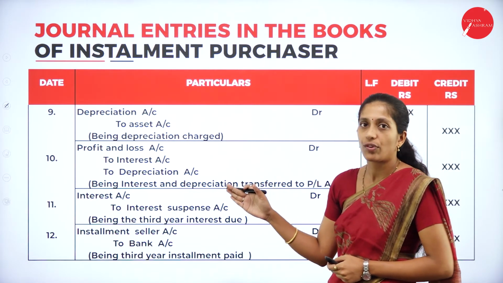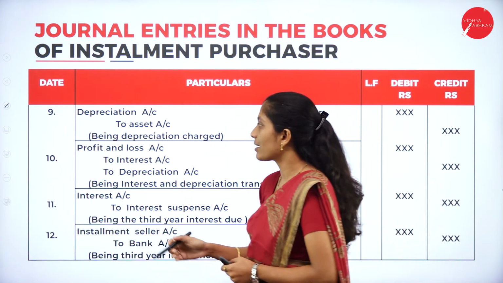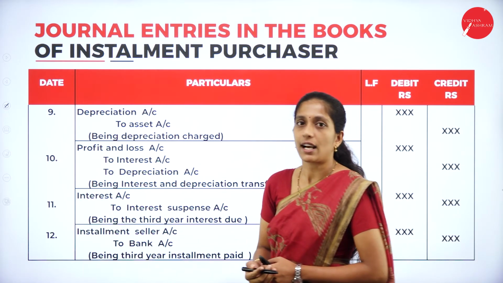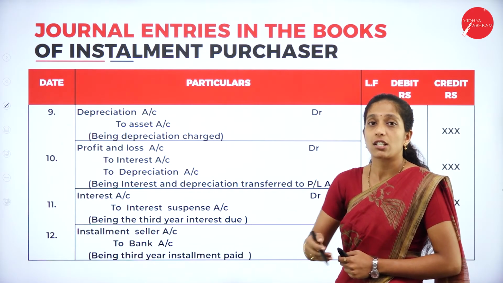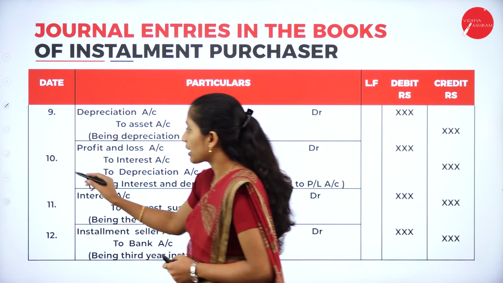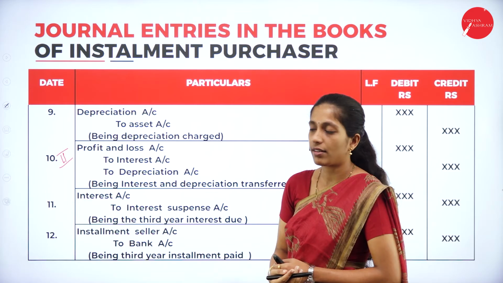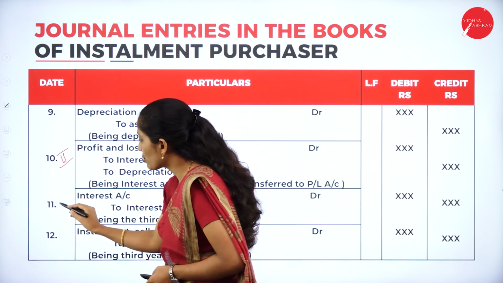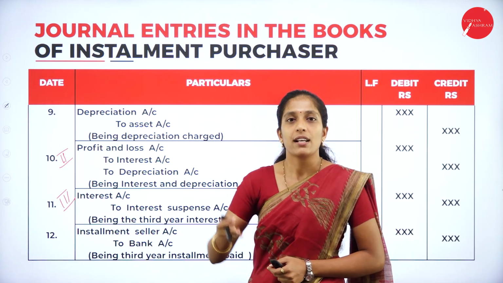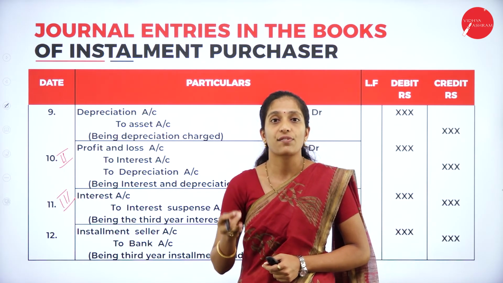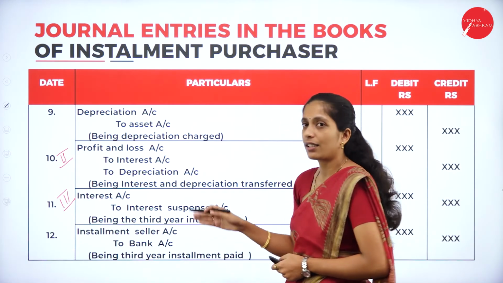Next, the fourth entry is for what? Transfer of interest and depreciation to profit and loss account. Your entry remains the same. Profit and loss account debit to interest account, to depreciation account, being interest and depreciation transferred to profit and loss account. So till here we have recorded the second year entries. Now coming to the third year, here also we have only four entries. That is for interest due, installment paid, charging depreciation as well as transfer of interest and depreciation to profit and loss account.